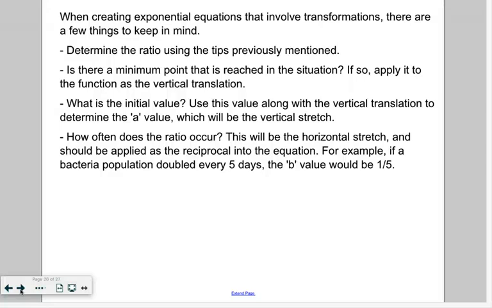Okay? Your horizontal stretch is going to be how often that ratio occurs, and that's going to be applied as the reciprocal. So if bacteria populations double every 5 days, then what's going to go in your equation is actually 1/5, so time divided by 5. All right, and those would be the practice questions involving 7.2, the transformations of exponential functions.